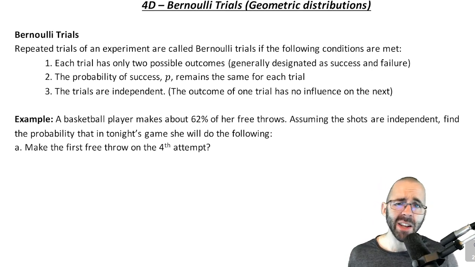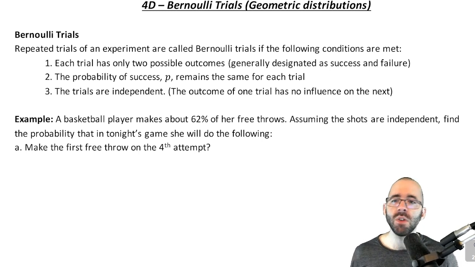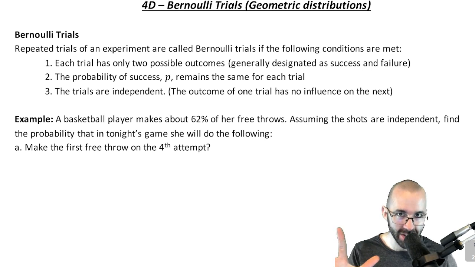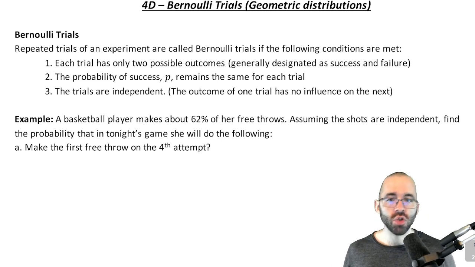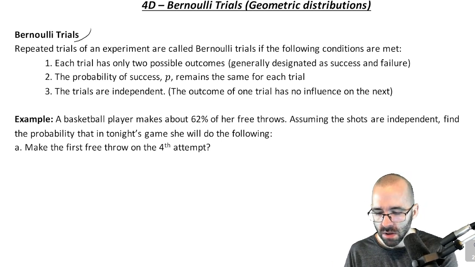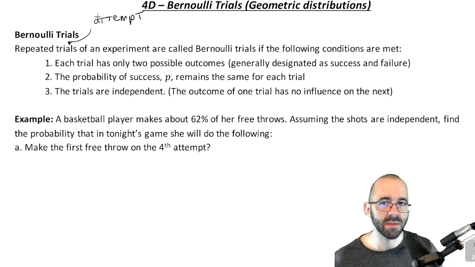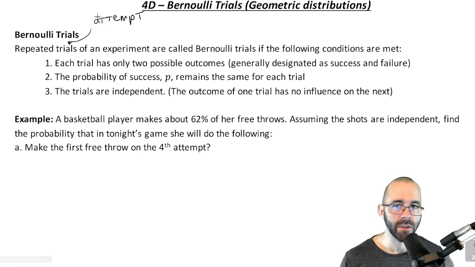We're going to start by talking about something called Bernoulli trials. And again, it's not super important, but these things have 2 or 3 requirements. I know you see 3 right here, but you'll see why I say 2 or 3 requirements for something to be a Bernoulli trial. So each trial, and again, when we say trial, we mean like attempt. Trial is a formal word, but it means attempt. So repeated attempts of an experiment are called Bernoulli attempts, if you will, if the following conditions are met.